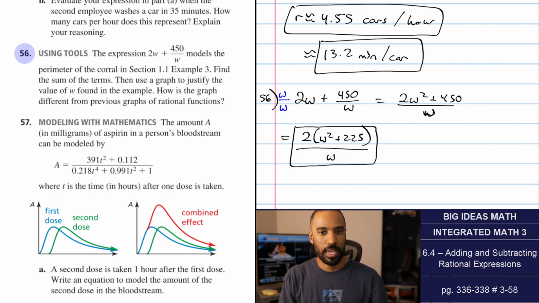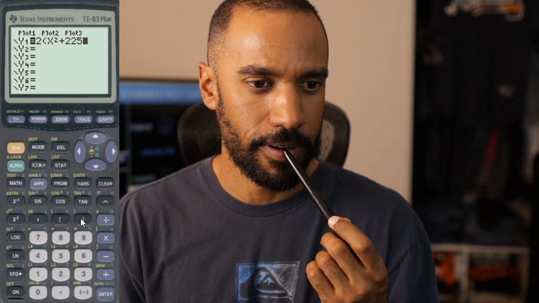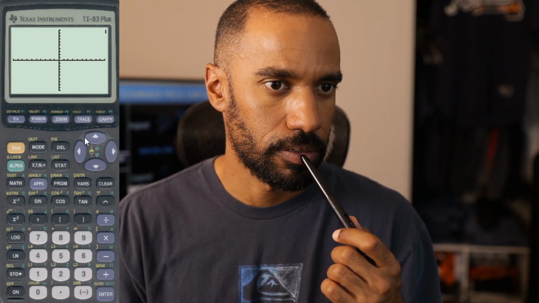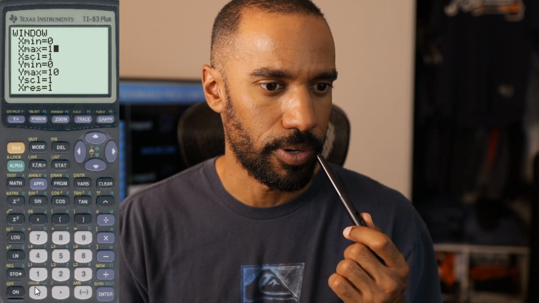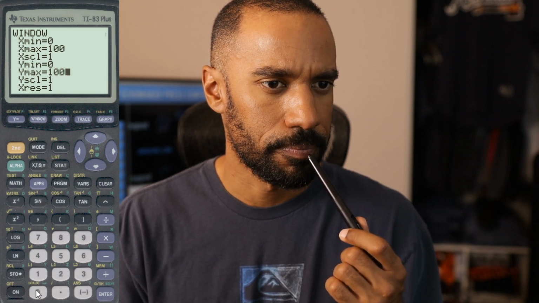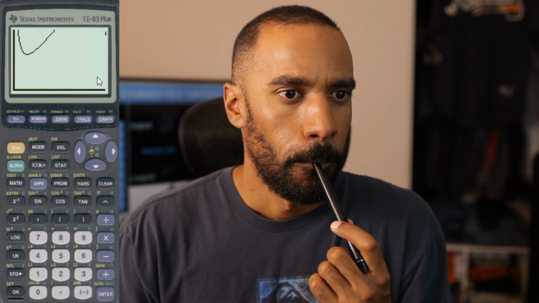Okay, so they said do what? Use a graph to justify the value of w found in the example. So if I have my simplified version and I go into my graphing calculator, I can do 2 times w squared plus 225, all over w. Things like that. And graph it. Clearly I have to zoom out in some sort of way. Probably don't care about negatives. This is about length and width and stuff. Let's go to like 100 and stuff like that. Figure out what this is showing me. There it is.